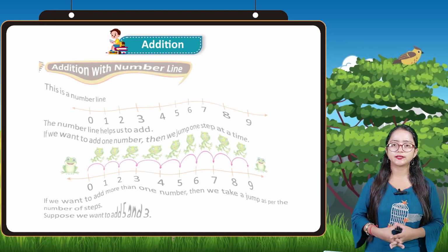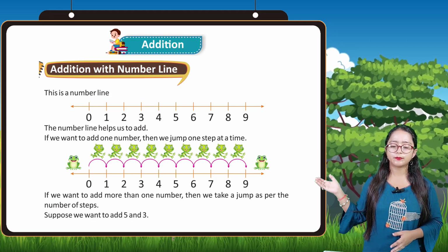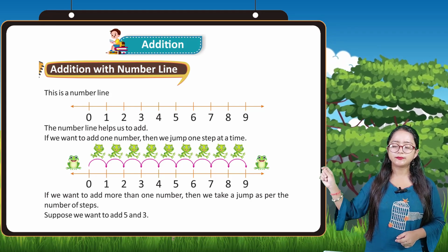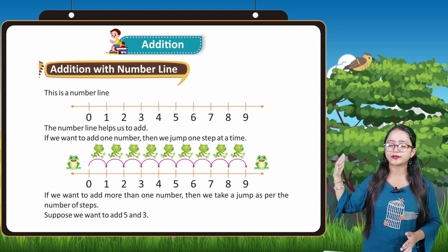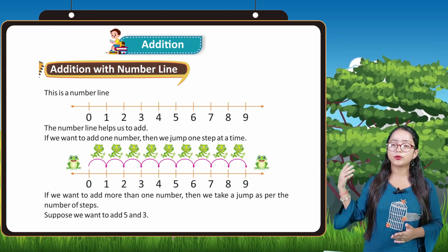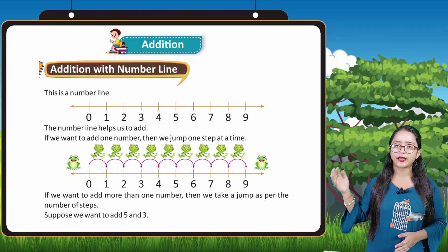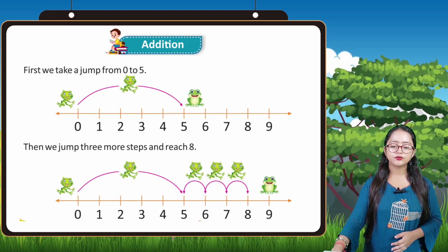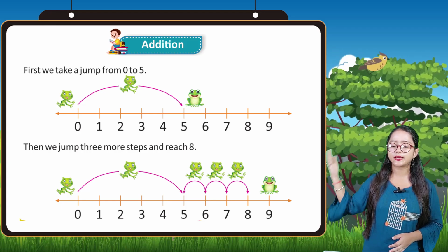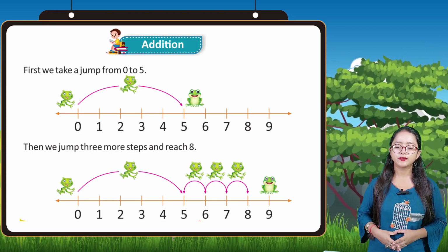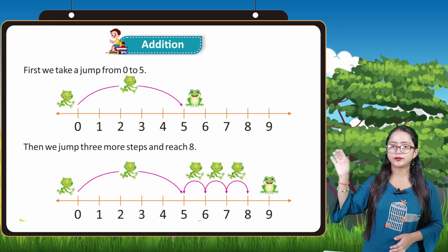Now turn the page and the next topic is addition. Addition with number line. This is a number line. The number line helps us to add. If we want to add one number, then we jump one step at a time. If we want to add more than one number, then we take a jump as per the number of steps. Suppose we want to add 5 and 3. So first we take a jump from 0 to 5 and then we jump 3 more steps to reach number 8. Okay. So first you have to jump straight from 0 to 5. Then you have to take the 3 jump towards the number 8.